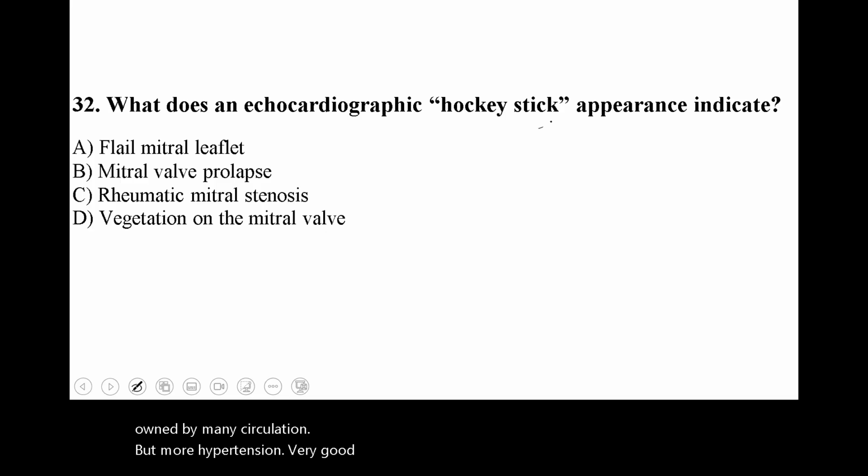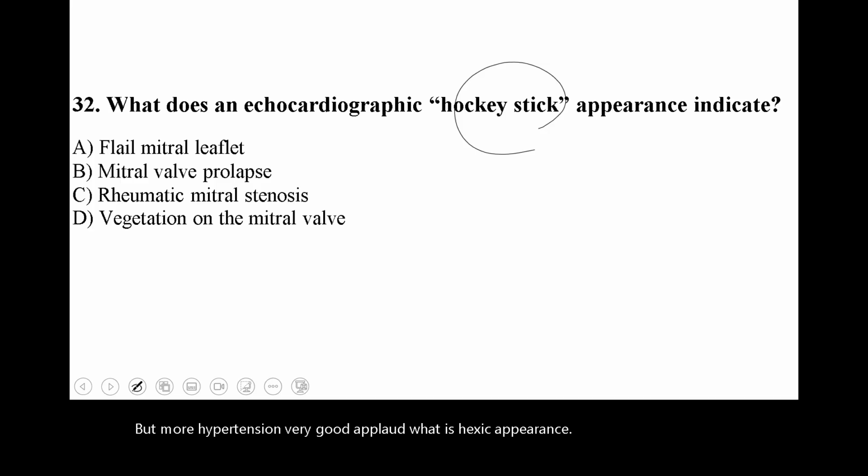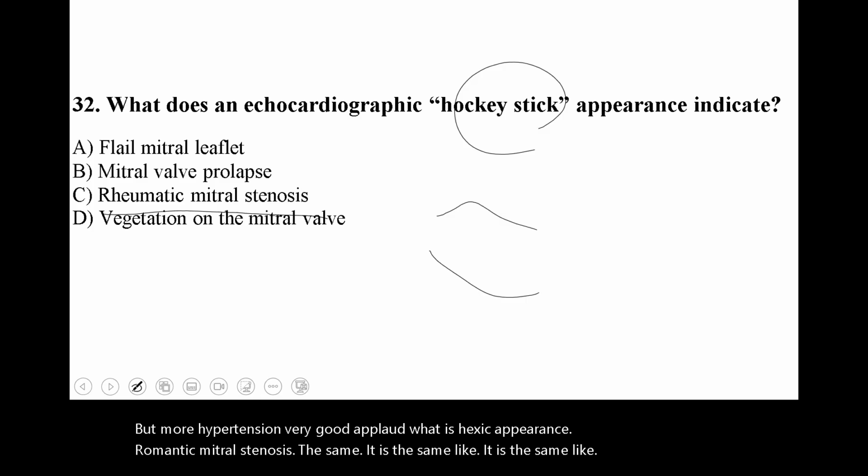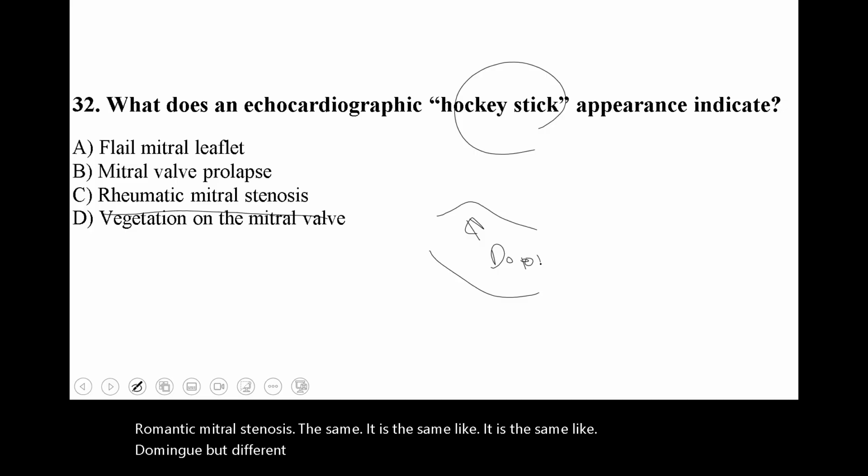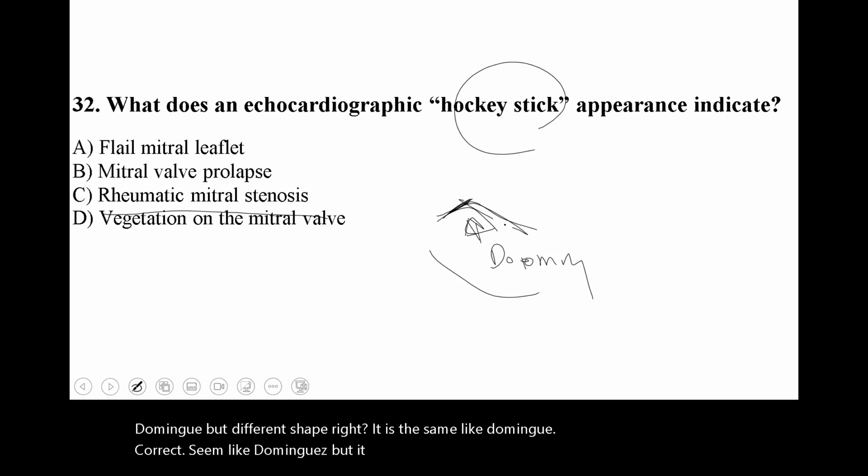What is hockey stick appearance? Rheumatic mitral stenosis. It is the same like doming, but different shape, right? Correct. Same like doming, but it gives stick like. It is the same like hockey stick, right? Same thing.